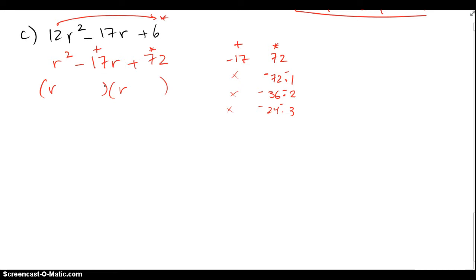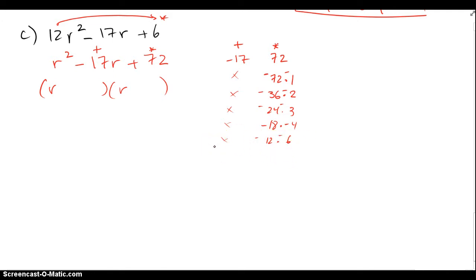Then I say, well, is 72 divisible by 4? Yeah, it is, and it goes 18 times, so negative 18 and negative 4. Clearly those two don't add to give me what I need. Then I say, is 72 divisible by 5? And the answer is no. Is 72 divisible by 6? Yeah, that's going to go 12 times, both of them being negative. I still don't get the negative 17, but I'm pretty darn close because that gives me a negative 18 actually.